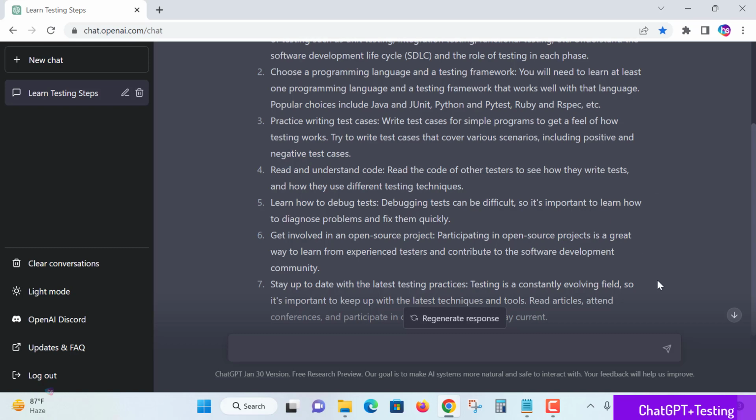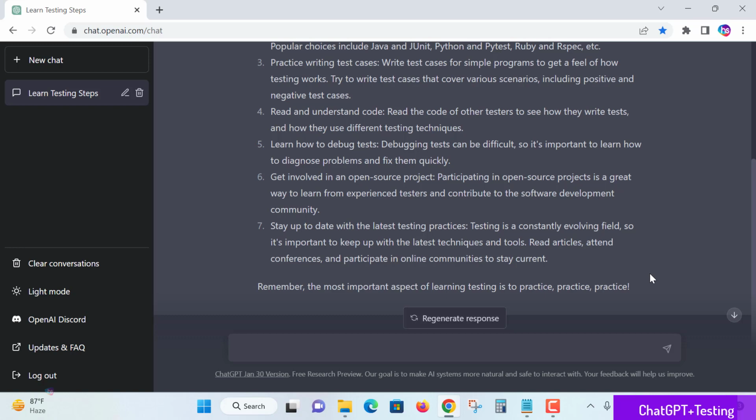Learn how to debug the test. Debugging tests can be difficult, so it's important to first diagnose the problem, then fix it quickly. If you know how to identify the chances of raising a bug or a problem, then you will have an idea how to quickly fix it, and you will guide the developers also.